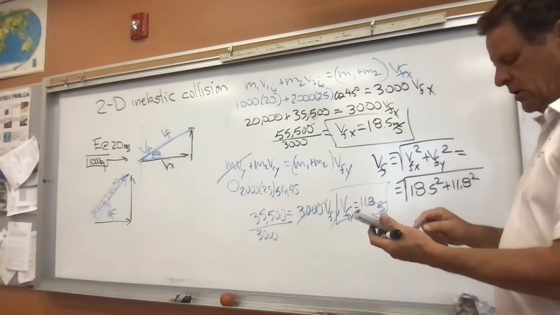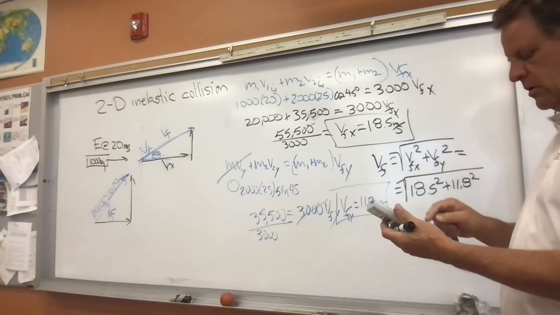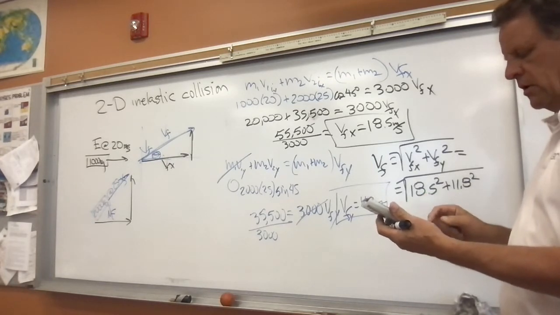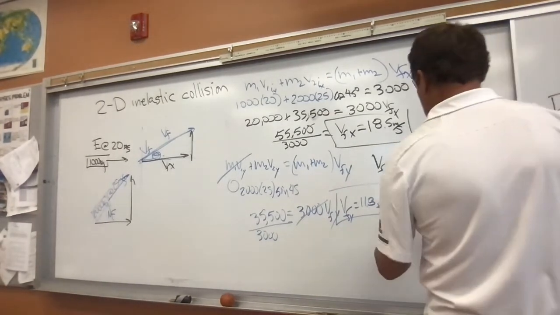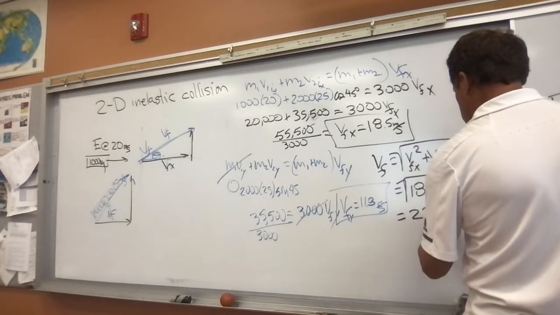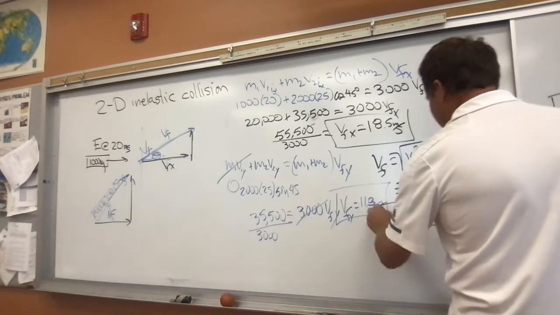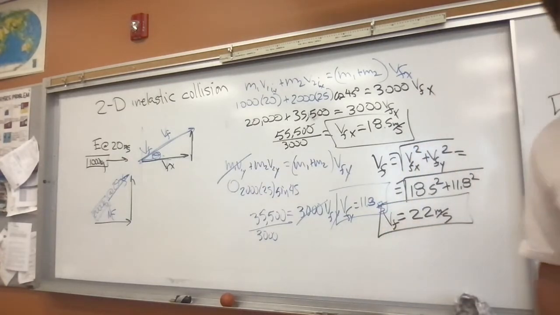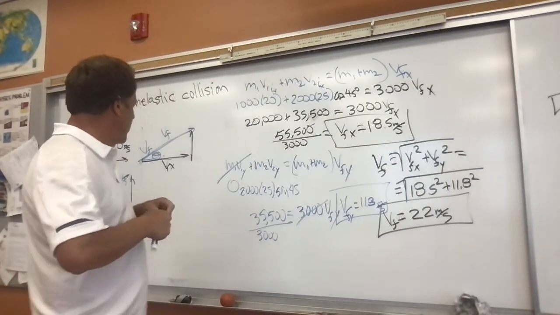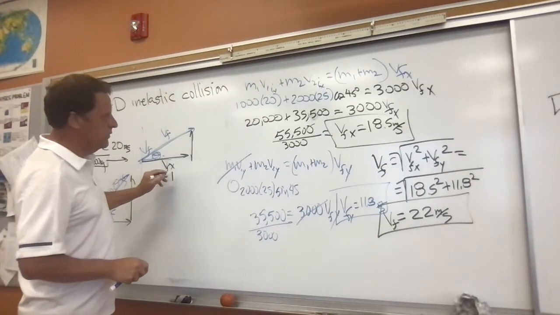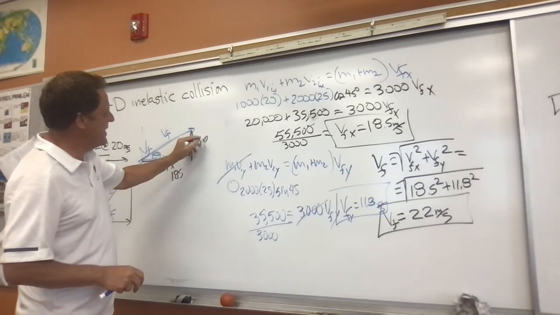So that gives us 21.96. So this is going to be 22 meters per second is our final velocity. But that does not tell us the direction. And in order for us to get the direction, now remember, this was 18.5 and this was 11.8.